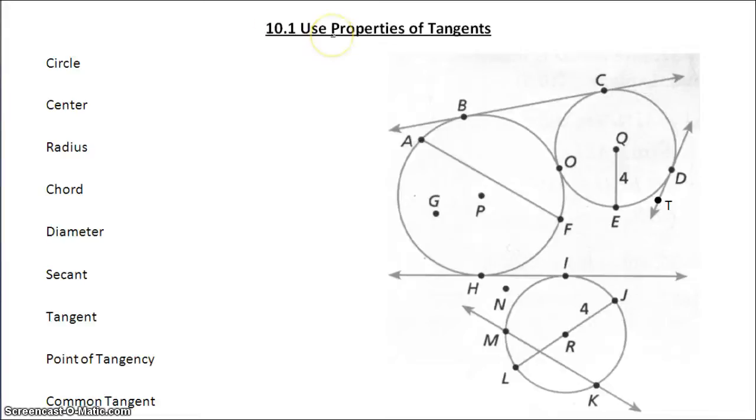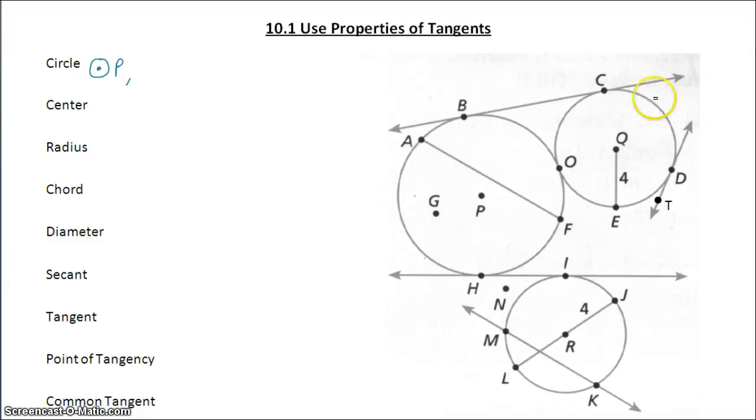The first part of 10.1 deals with vocabulary words. The first vocabulary word is a circle. A circle is a collection of points that is equidistant from a center point. The notation for a circle is a circle with a point in the middle. So if I want to name this circle, it's going to be circle P.